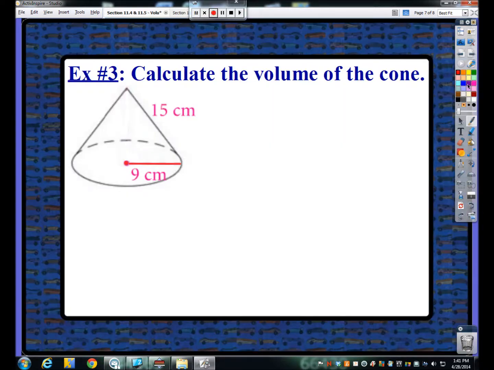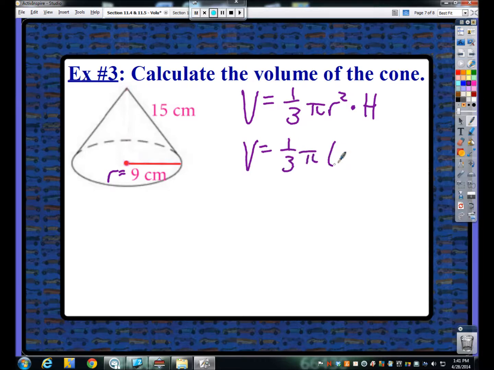So to example 3, calculate the volume of this cone. So we need 1/3 pi r squared times the height. I look at this cone and I see the radius is 9, not a problem. So I'm going to have 9 squared there. Now the height. You might quickly look at this and go, hey, 15's the height. But 15's not the true height of the cone. The true height of the cone is right here. The 15 goes back to our pyramid days, and it's the slant height.